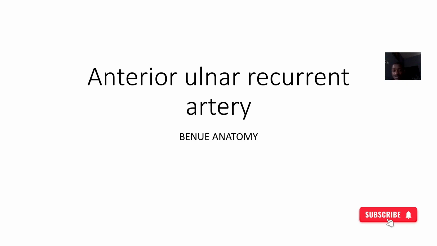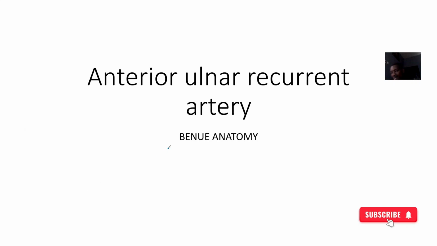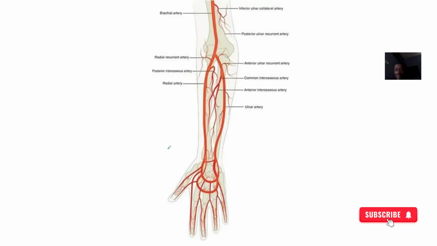So for this artery which we are discussing, we are talking about what is known as the anterior ulnar recurrent artery. Anterior ulnar recurrent artery. I told you guys that anytime you see recurrent, it's like something is going backward. From front, it is going backward. Okay, usually a branch. All right.